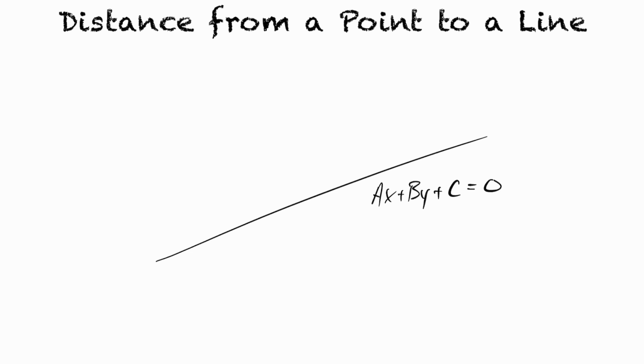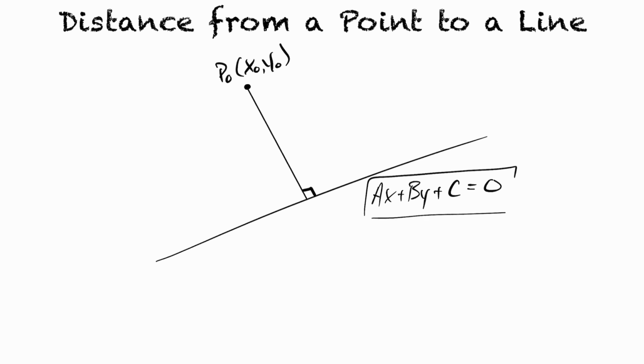And we have a point here. This is going to be given to you, so I'll let this be P naught. We'll denote this x naught, y naught. Now, the shortest distance from a point to a line is going to be a line that meets our line here, ax plus by plus c equals 0, at 90 degrees.